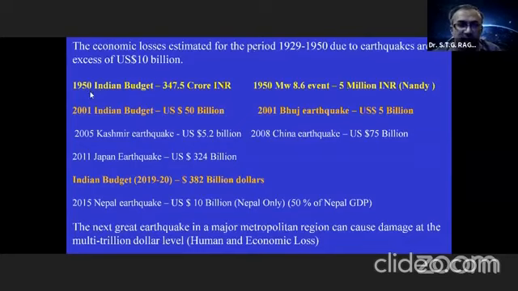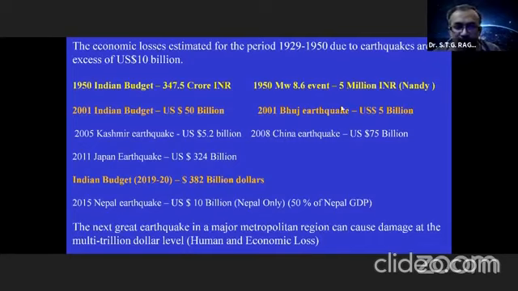If you see in 1950, there was a great earthquake in India, magnitude 8.6. The economic loss was around 5 million Indian rupees. Compare this with the 1950 Indian budget, the first Indian budget in Republic India, which was around 347 crore rupees. Compared to our Indian budget, the earthquake loss is very small, maybe less than 0.01% of our total budget.